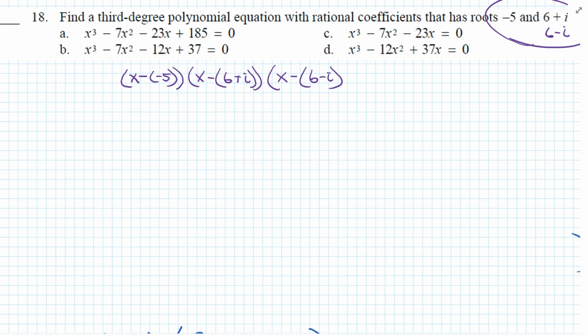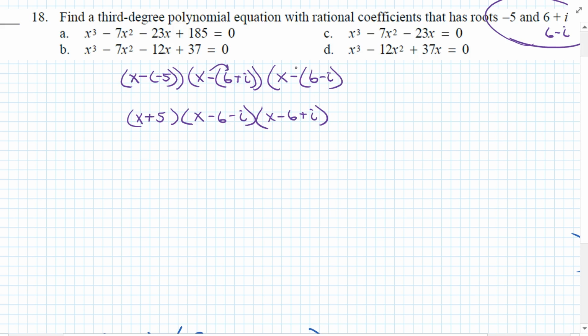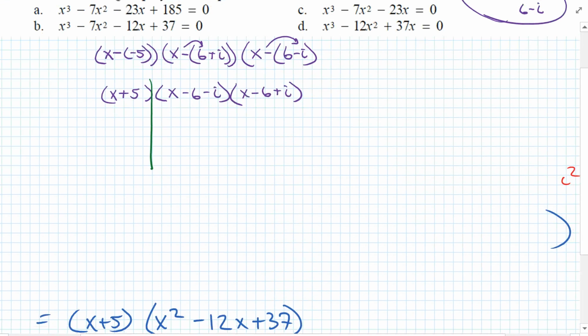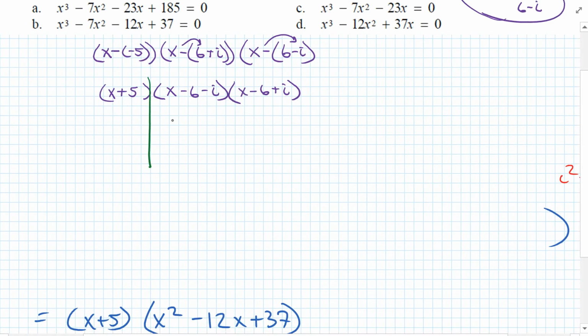So now I'm just going to distribute these. So I get x plus 5 times x minus 6 minus i times x minus 6 plus i. See what I did? I distributed the -1. Okay, so let's multiply the far right together and see what we get. So x times x is x squared. x times -6 is -6x. x times i is xi. Okay, we're done with the first term.